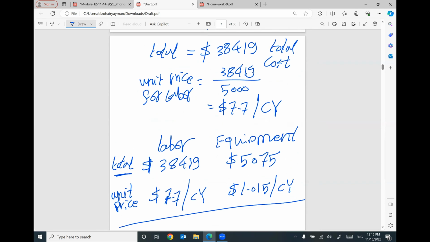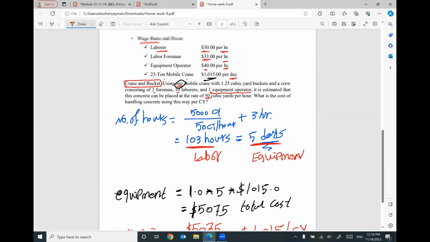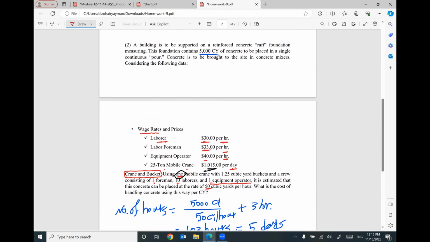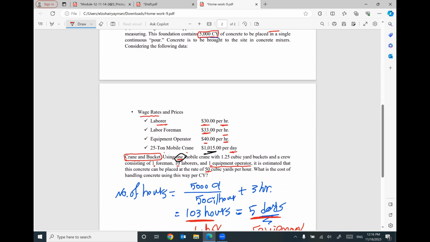This is the solution for the second problem in your homework. In the second problem in your homework, we have an activity, just one activity, to pour concrete for foundation. And we learned before exam 1 how to figure out this amount, 5,000 cubic yards. Now we have the option to pour this concrete using a crane and bucket. To use this option, we need to rent one crane and we need to hire one foreman, 10 laborers, and one equipment operator. What is the total cost, or what is the unit price?